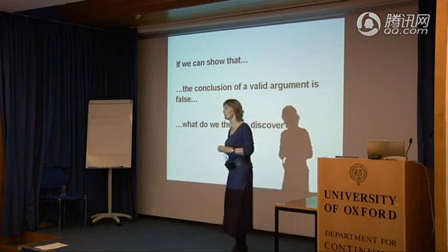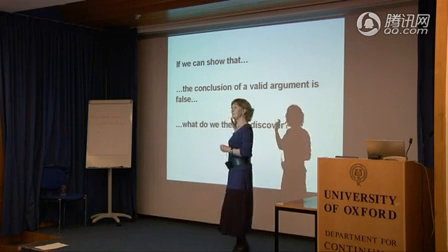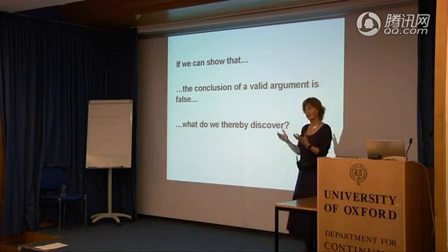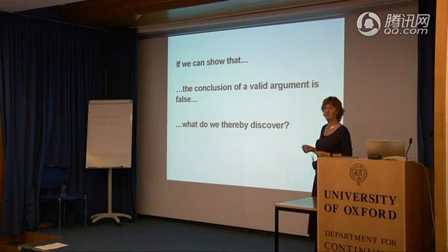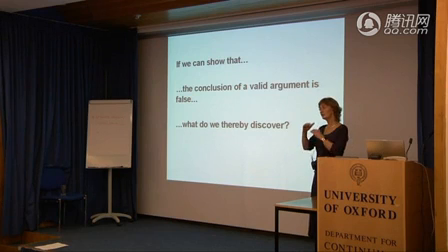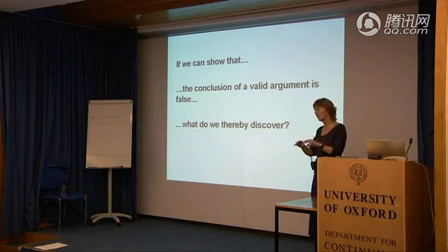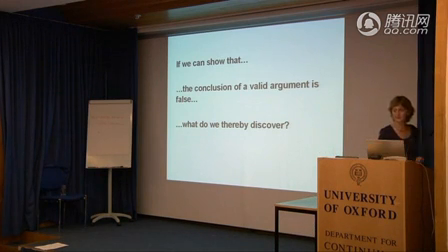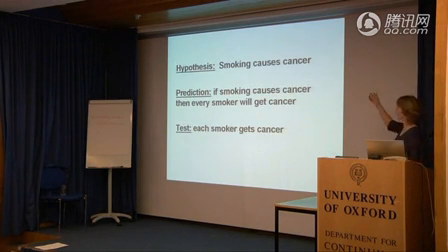Yep. The premises must be false. Right, at least one of the premises must be false. That's right. They might all be false, or it might be just one of them is false, but we know that at least one of them must be false. So if an argument is valid and the conclusion is false, then we know that at least one of the premises must be false. And here's a couple of examples.